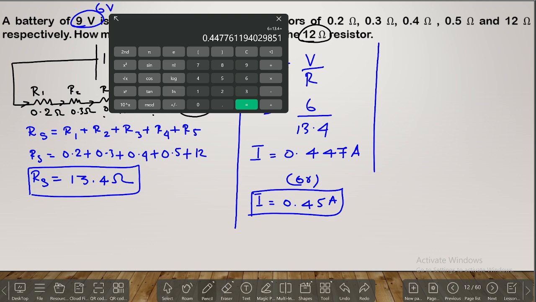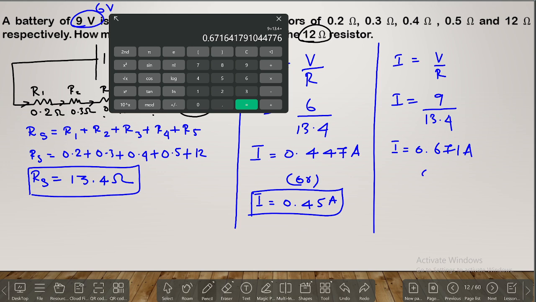Suppose you are doing the same with the values given in this question, I is equal to V by R. V value is given as 9 and R value we calculated as 13.4. Now divide these two numbers. 9 divided by 13.4 is going to be I is equal to 0.671 ampere, or I can write this as I is equal to 0.67 ampere.